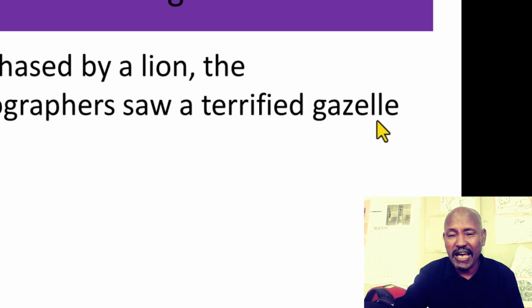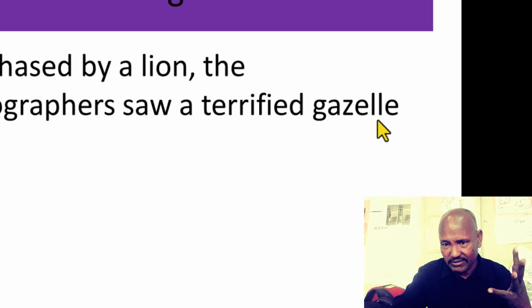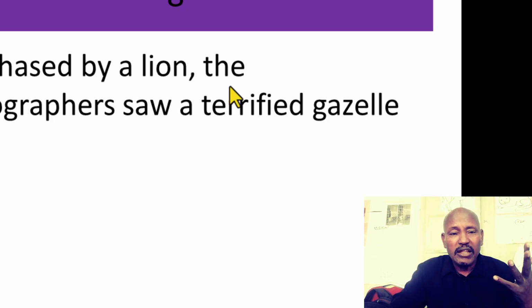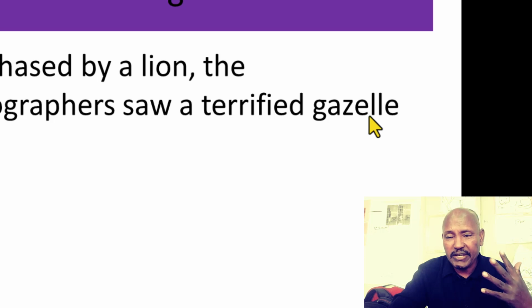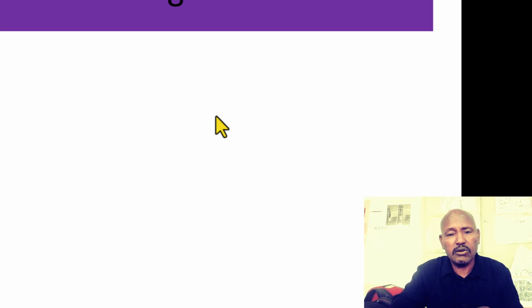saw a terrified cattle. What is the modifier here? Chased by a lion, yes, chased by a lion. Look here, the photographer saw a terrified cattle. So this is called the modifier. It wants us to modify a terrified cattle. So the photographer saw a terrified cattle chased by a lion. Let me complete it like that, because what should be described is not described. So we correct it in this way.